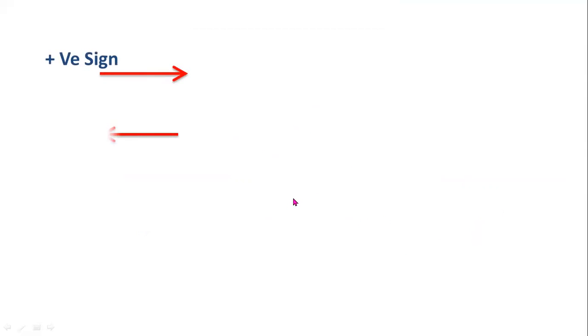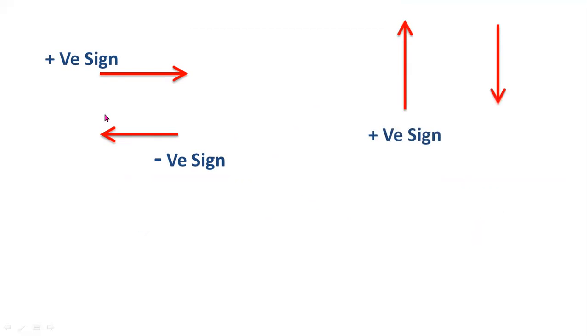Now these are the important sign conventions to solve the problem. For right side direction, you have to consider positive sign. For left side direction, you have to consider negative sign. For upward direction, you have to consider positive sign. For downward direction, you have to consider negative sign.